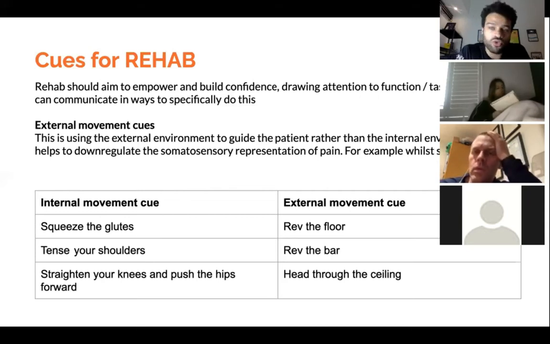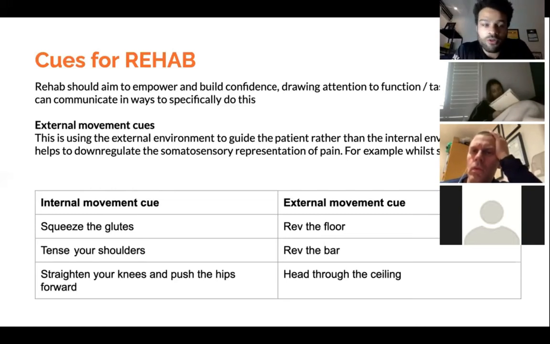Internal movement cues draw the attention towards their body. Now, if that individual's in pain, their attention is already on their body. When we walk, we don't think about what our knees and our hips are doing. We don't need any internal movement cues. We focus on external movement cues anyway. That patient is already internalizing their movement. We want to externalize it as much as possible.